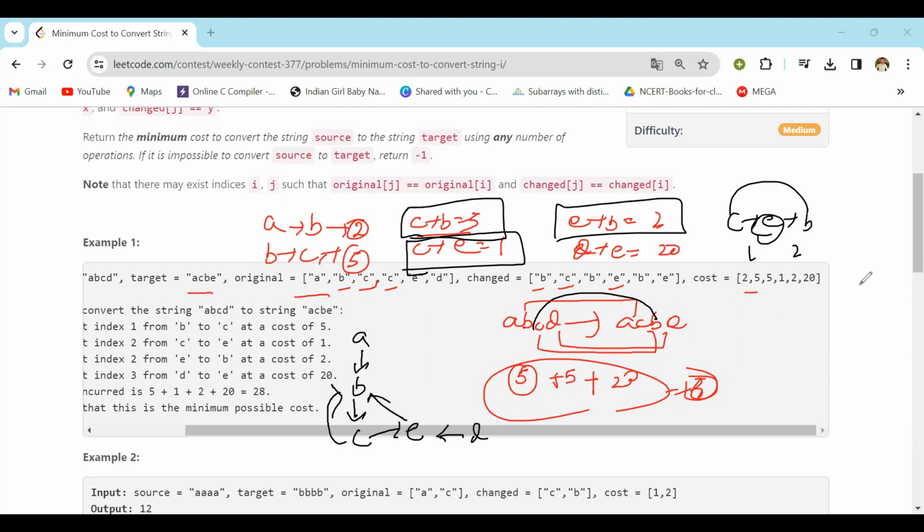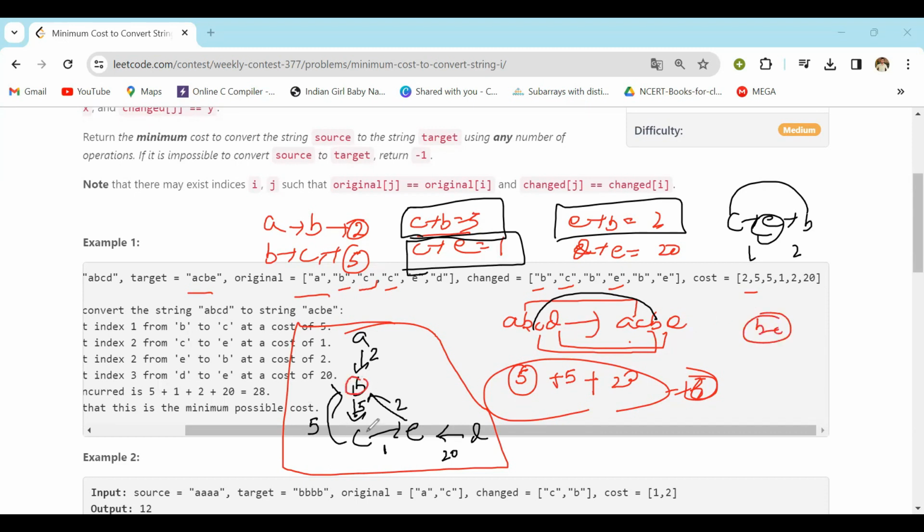Okay. And we can have weights assigned, right? A to B weight is 2, B to C weight is 5, C to B weight is 5, C to E the weight is 1, E to B the weight is 2, D to E the weight is 20. Okay. We have weights assigned to this graph. Now it's like we want to convert B to C. So which one should we use? Or we want to find the shortest path from B to C. This is our question.